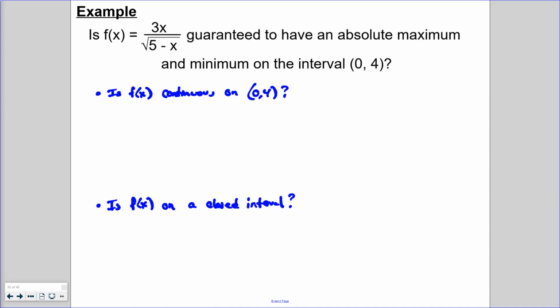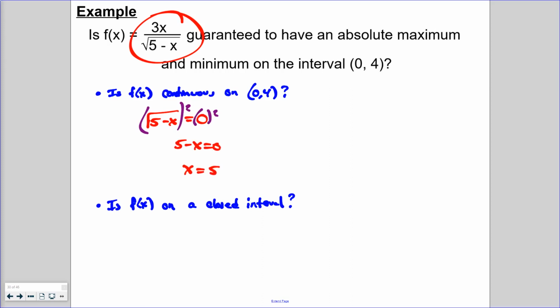Alright, so if we look at is f of x continuous on 0 to 4, well, our f of x is a fraction. We know a fraction is not continuous when the denominator equals 0. So to find any x values for discontinuities, we need to set the denominator, the square root of 5 minus x, equal to 0. And then we can just start to solve this. We'll square both sides to get rid of the square root. 5 minus x equals 0, so therefore x equals 5. And this is where we have a discontinuity.